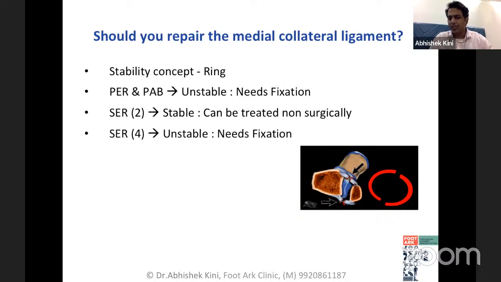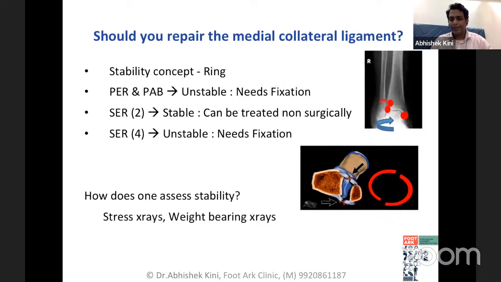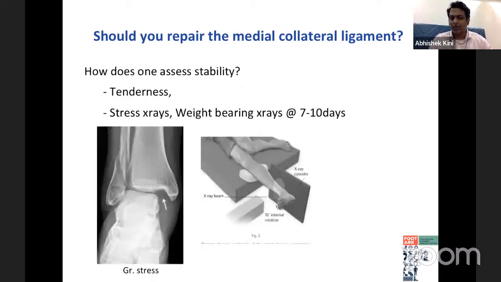And in supination external rotation 4, where the medial side is unstable, we need to repair it. So how does one assess the stability? It can be done by stress x-rays or weight-bearing x-rays. So stress x-rays are done in this way.